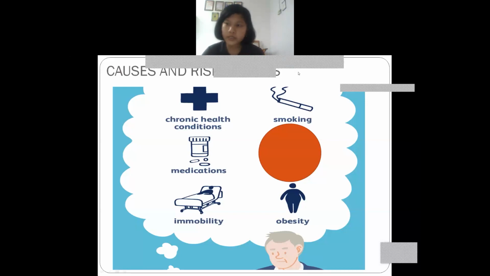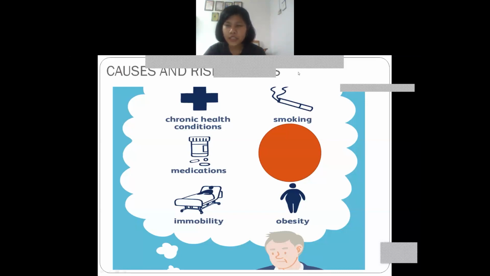Next is smoking. Having tobacco and alcohol can also lead to superficial thrombophlebitis. Next is obesity. Because of being overweight, the person can have this superficial thrombophlebitis. And sometimes it occurs with injury to the vein also.